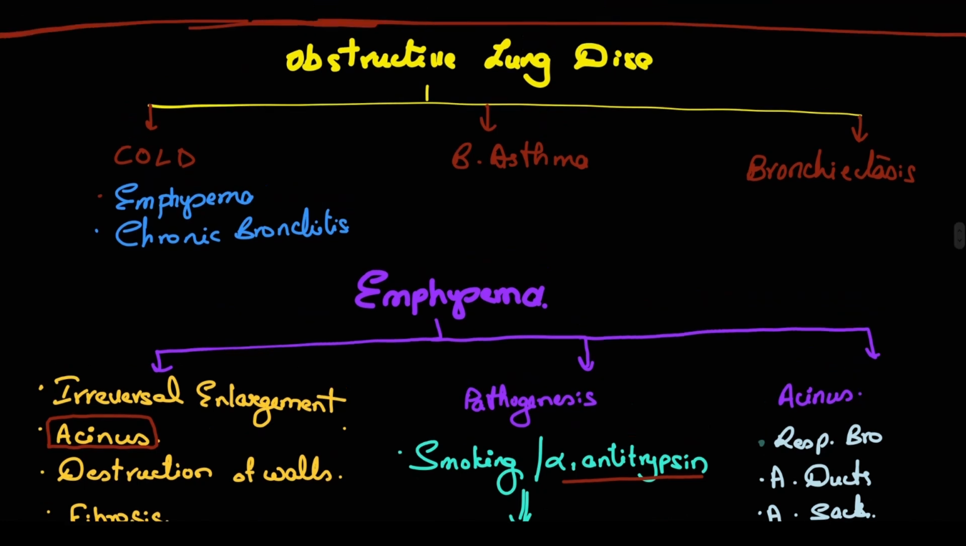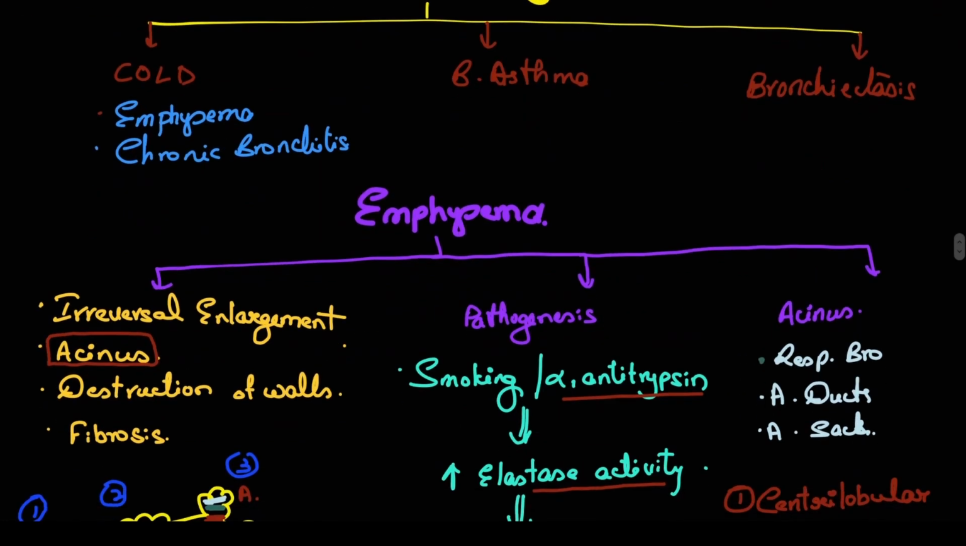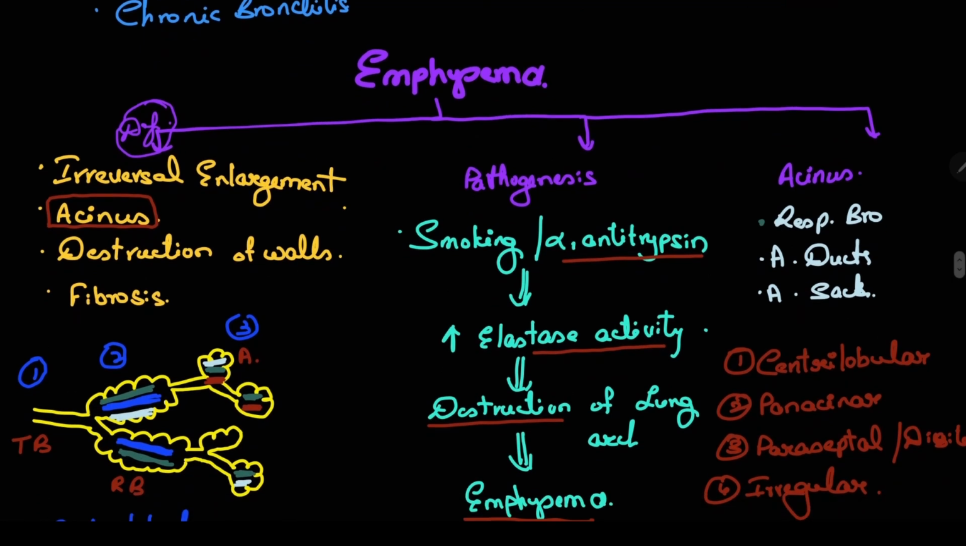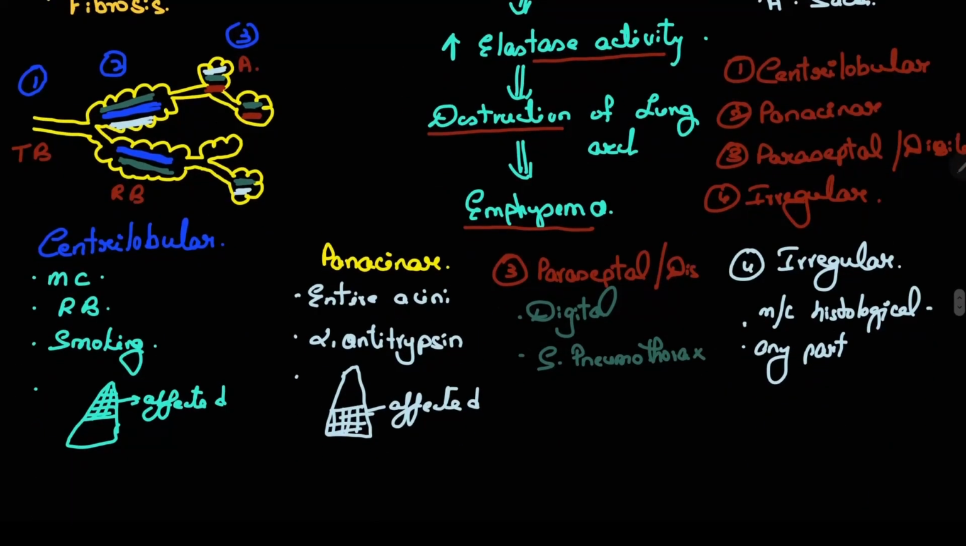So first we saw the types of obstructive lung diseases and next the emphysema. First we learn about the definition. So definition is very important. We learn the definition, pathogenesis and the types. And we have the complications caused by the alpha-1 antitrypsin deficiency.